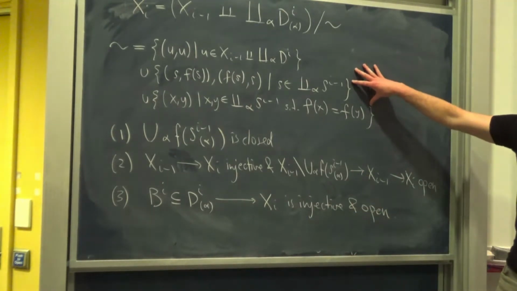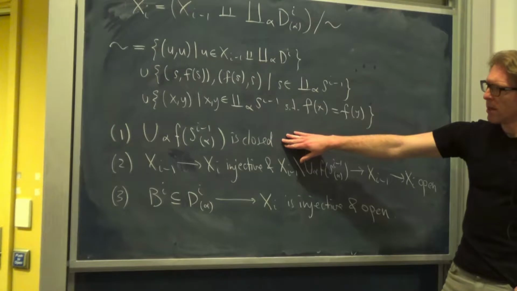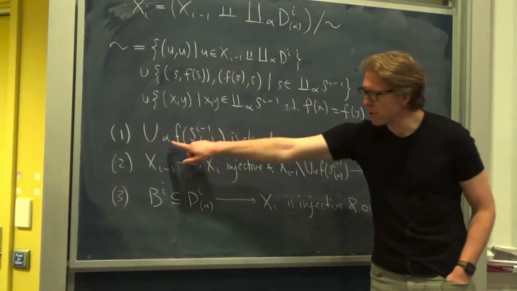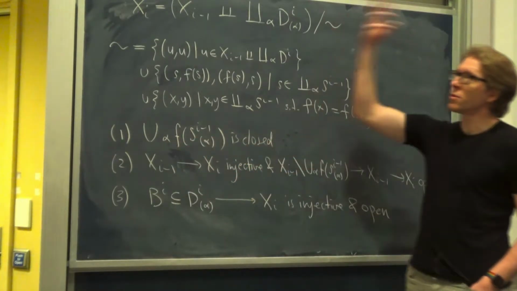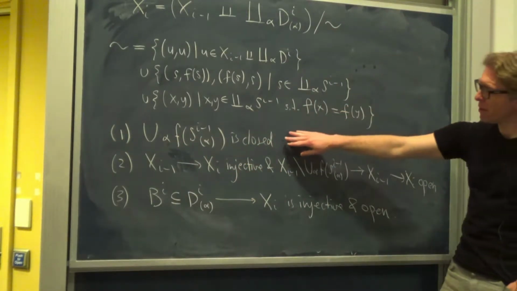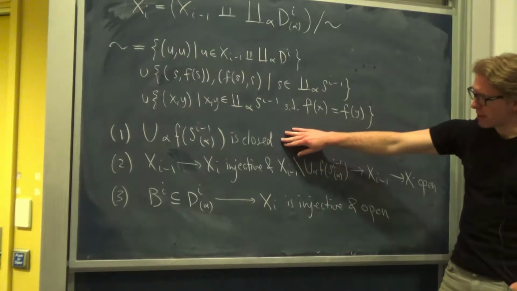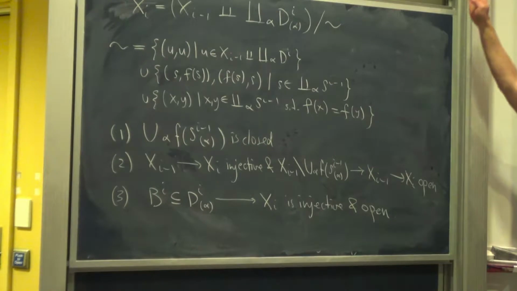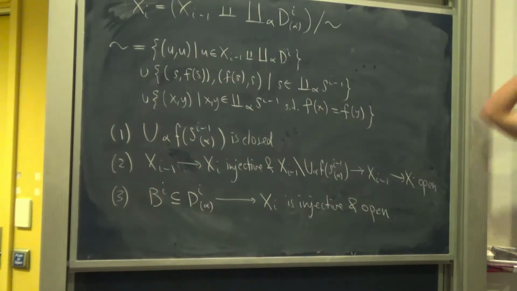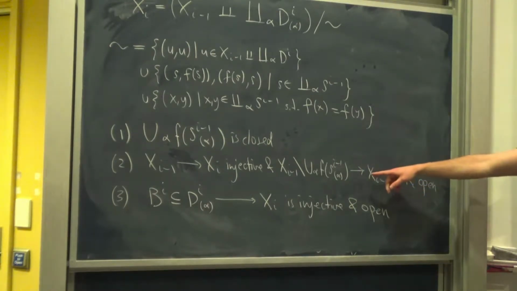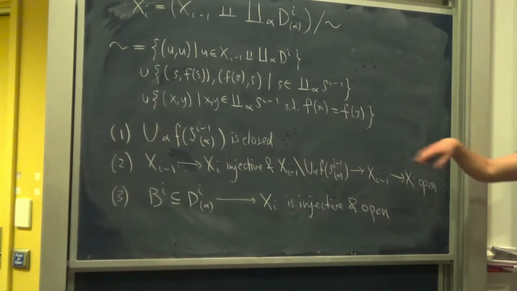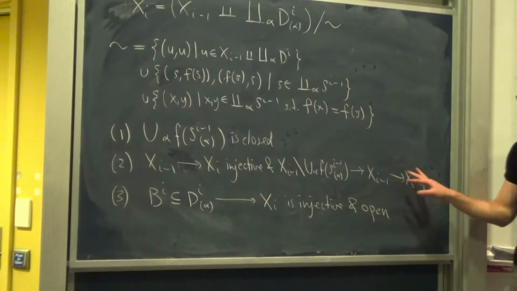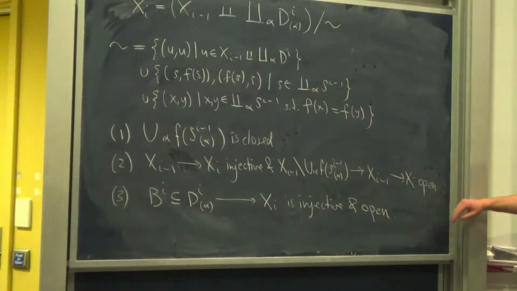There they are. We proved that the image of all those circles under the attaching map, that's this union, where alpha indexes the circles that are being mapped in by F, is closed in X_{i-1}. We proved that the map from X_{i-1} to X_i, the right-hand map, is injective, and that when restricted to the complement of those attaching sites, that's what I mean when I say attaching site, this set, that is an open map. It sends open sets to open sets.